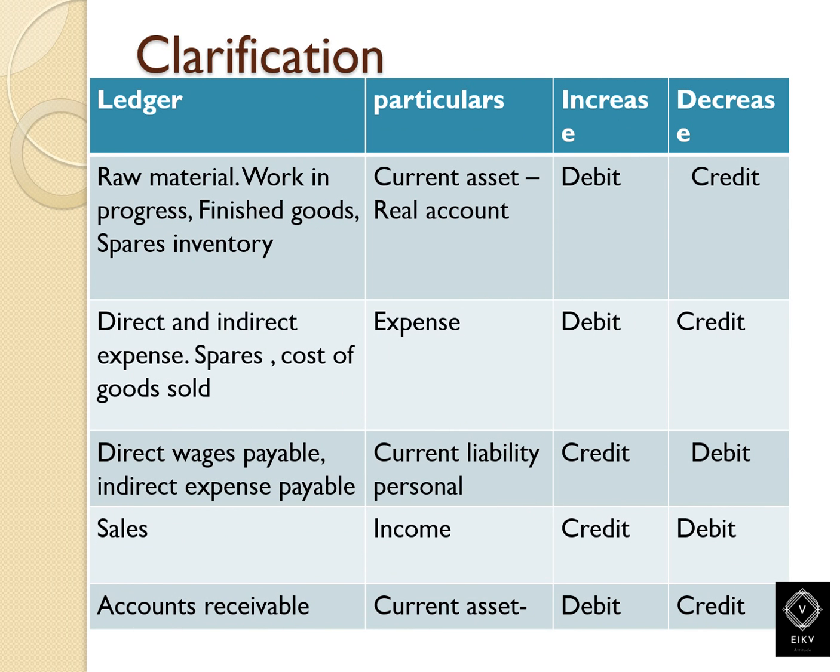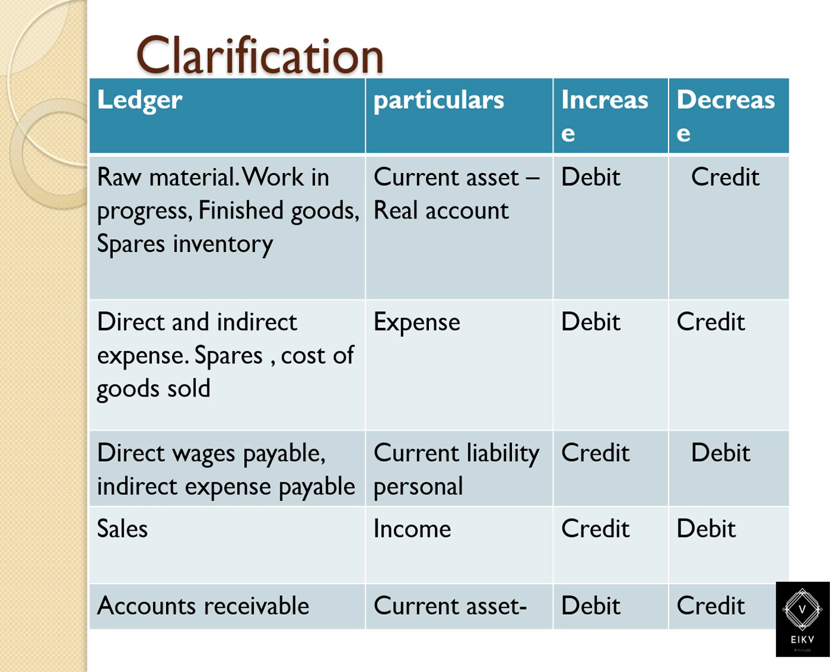These are some of the clarifications I need to explain to you so that you will get a clear and complete understanding of these entries. I have explained with all the ledgers, particulars and increases and decreases. Go through these points. Raw material, work in progress, finished goods, spares, inventories. All these are current assets. The nature of real account: the rule of real account is debit what comes in, credit what goes out. Current asset increases, we debit. Current asset decreases, we credit that account.